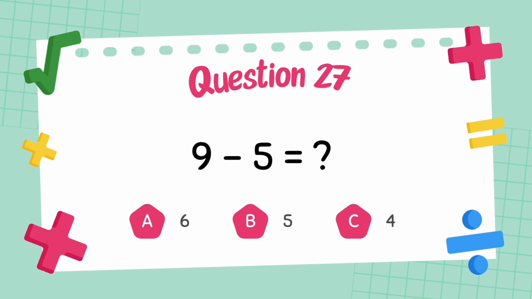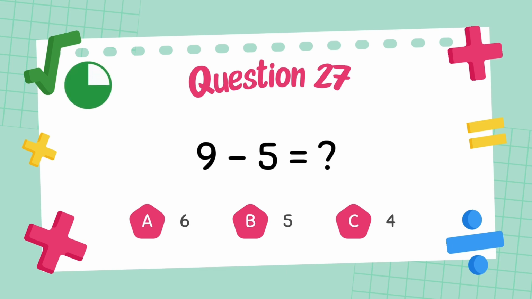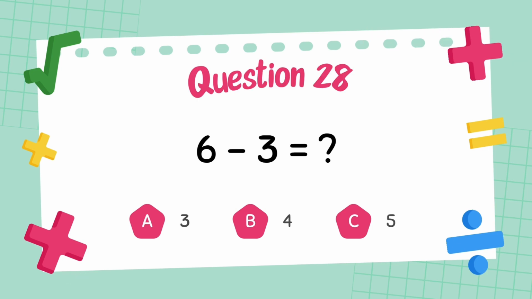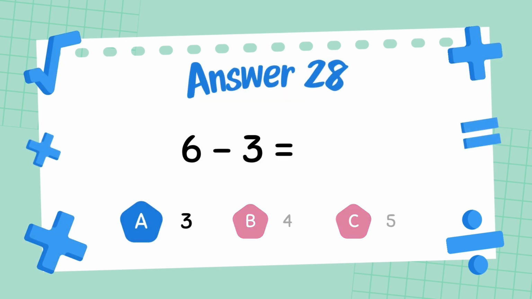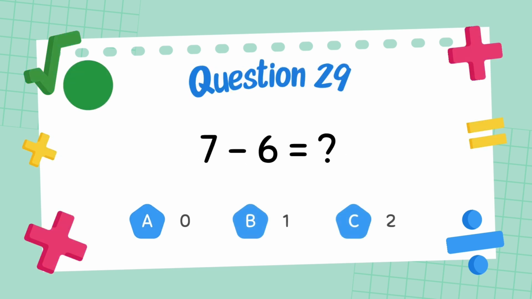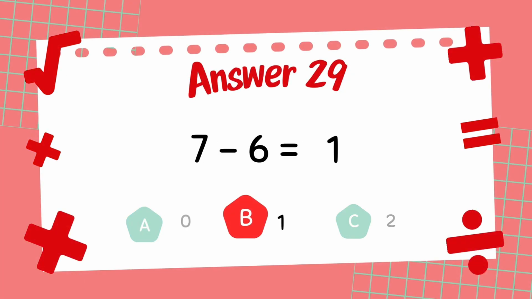What is 9 minus 5? The answer is 4. What is 6 minus 3? The answer is 3. What is 7 minus 6? The answer is 1.